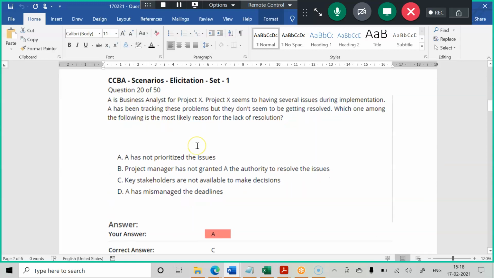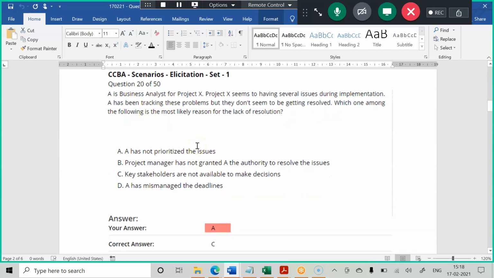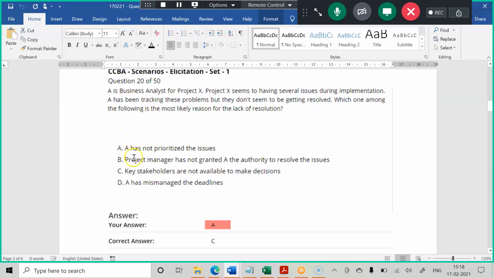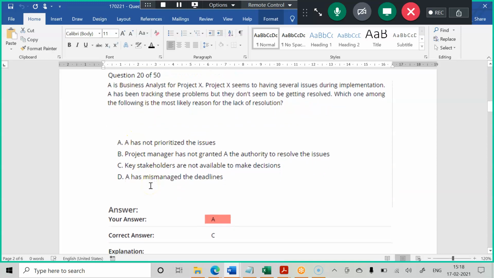Which one among the following is the most likely reason for the lack of resolution? Project manager has not granted authority. Key stakeholders are not available. I think this seems to be a little tricky question when you have to choose between A and C. So A has been tracking these problems, but they don't seem to be getting resolved. So we are not getting a hint that it is because it's not prioritized, but they're not getting resolved for some reason.